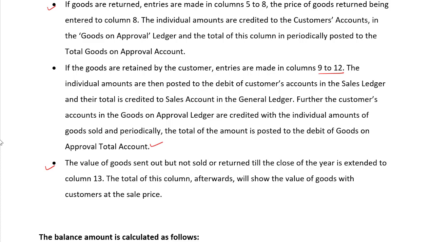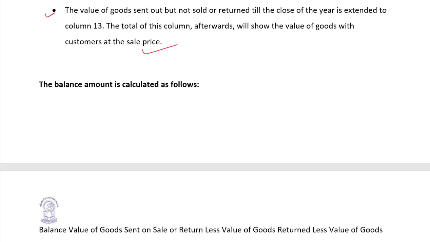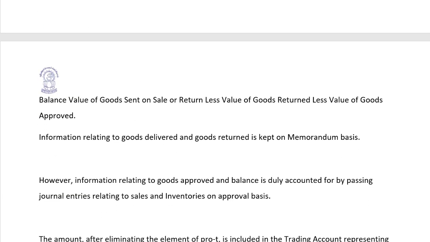The value of the goods sent out but not sold or returned till the close of the year is extended to column 13. The total of the column afterward will show the value of goods with customers at the sale price. The balance amount is calculated as follows: value of goods sent on sale or return basis, less value of goods returned, less value of goods approved. So balance is calculated on value of goods sent on sale or return basis less goods returned less goods approved.